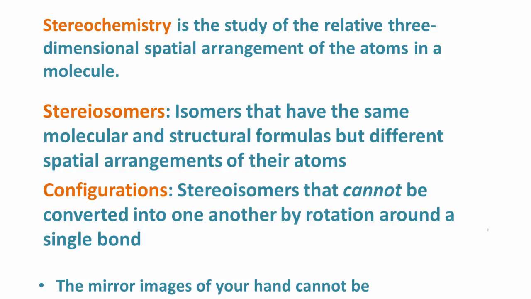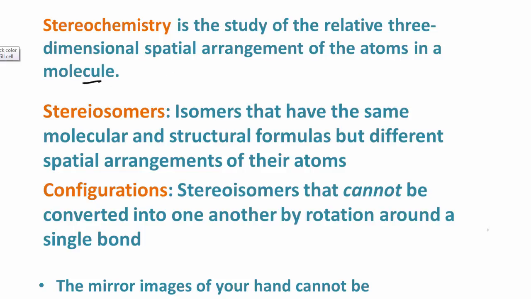In this video, I'm going to talk about stereochemistry and chiral molecules. So our main goal here will be to identify a chiral molecule. But first, we have to start with some terms. So what is stereochemistry? It is the study of the relative three-dimensional spatial arrangement of the atoms in a molecule.